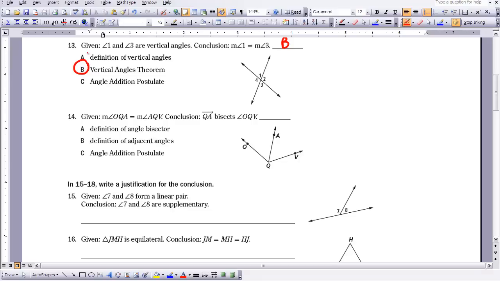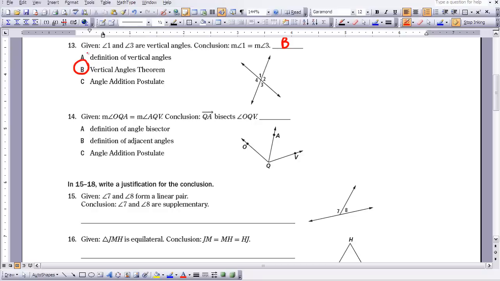So we look at it, this angle is equal to this angle, and the conclusion I'm drawing is that this ray is the bisector of this large angle. So if you go and look at your notes from 3.3 and look for something that talks about a bisector, a ray bisecting and making two equal angles, you will notice that the definition of an angle bisector does that.